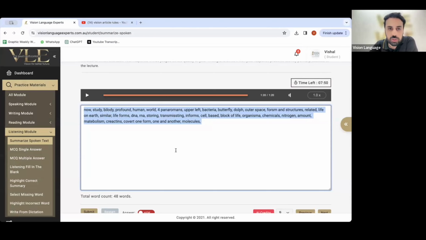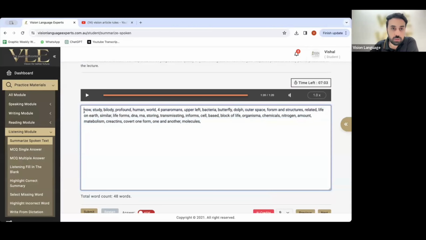So: study, biology, profound, human, world, 4 panoramas, upper left, bacteria, butterfly, dolphin, outer space, forms and structures, related, life on Earth, similar, life forms, DNA, RNA, storing, transmitting, information, cell, building block of life, organisms, chemicals, nitrogen, amount, metabolism, reaction. Yes, I think it is reaction. Convert, one form, one another, molecules. So we got an ample amount of keywords here. This is the building foundation, guys. I would say this is a foundation which is going to help you get 10 out of 10 in this particular task. The notes, a good amount of notes.